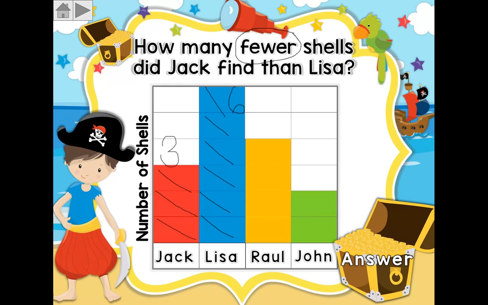Again, fewer tells us that we need to subtract. Can you think of a subtraction sentence using these two numbers, 3 and 6? Be sure to put your bigger number first. 6 minus 3 equals, good. If you said 3, you are correct. Great job, everyone. Let's check our answer. Super.